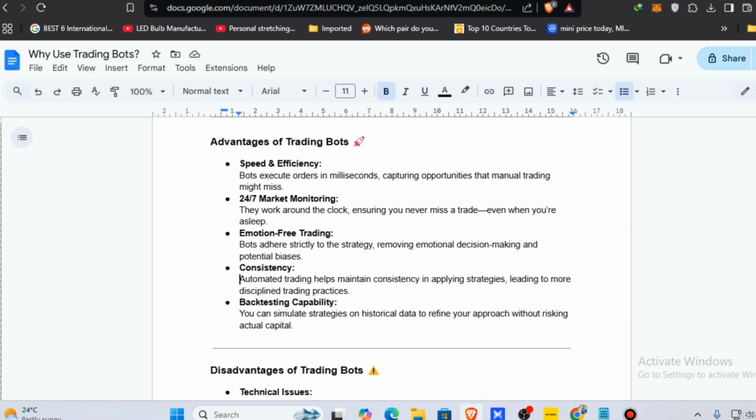Consistency: automated trading helps maintain consistency in applying strategies, leading to more disciplined trading practices. Backtesting capability: you can simulate trading strategies on historical data to refine your approach without risking actual capital.